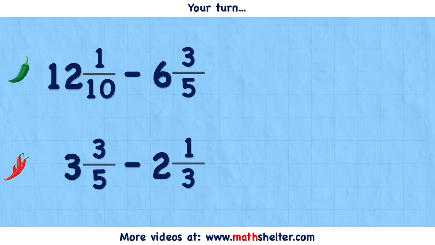Here are 2 questions. I have a green chili challenge, which is quite easy because I can see the connection between my denominators. But then I've got a red chili challenge, which is much harder, where we can't see the connection between the denominators. So press pause on the video now. Try and solve these 2 questions. Put your answers in the comment section. I'm going to try and mark them all.